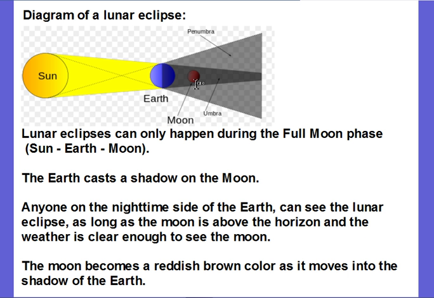But when it moves through the umbra, you can still get a total lunar eclipse or a partial lunar eclipse. If the alignment isn't right and only part of the moon goes into the umbra, you would get a partial lunar eclipse. Many more people can see a lunar eclipse than a solar eclipse. Essentially, anyone on the nighttime side of the Earth can see a lunar eclipse as long as the moon is above the horizon, so it's in the area of the sky where you can see, and as long as the weather's clear enough to see the moon. The moon turns a reddish-brown color as it moves through the shadow of the Earth because light from the sun is going through the Earth's atmosphere, and it casts this reddish-brown light on the moon.